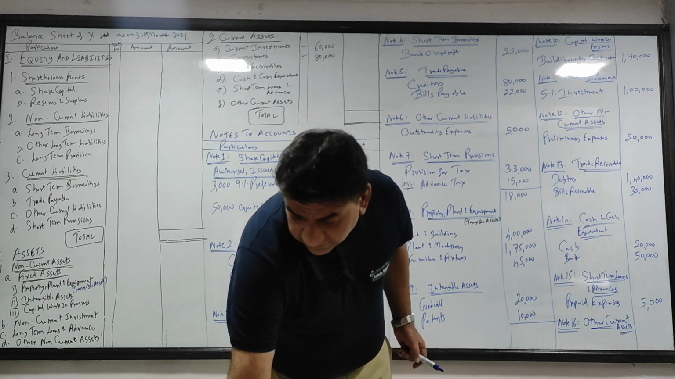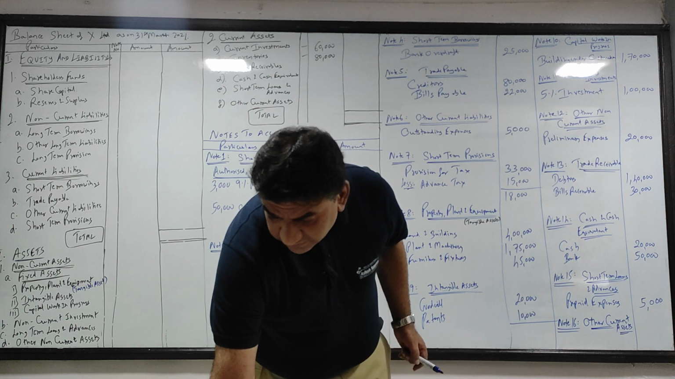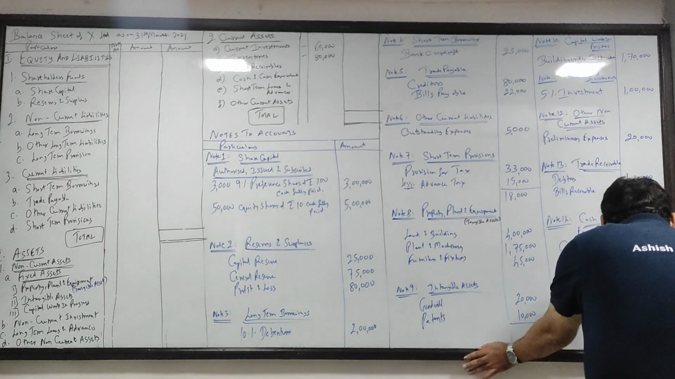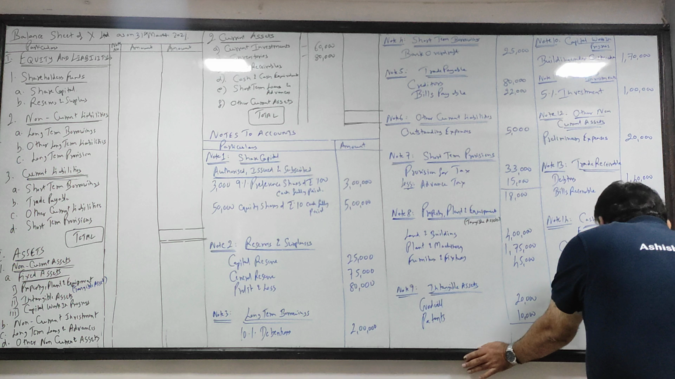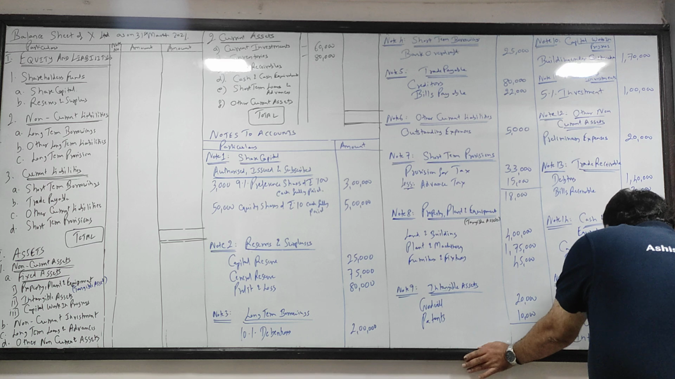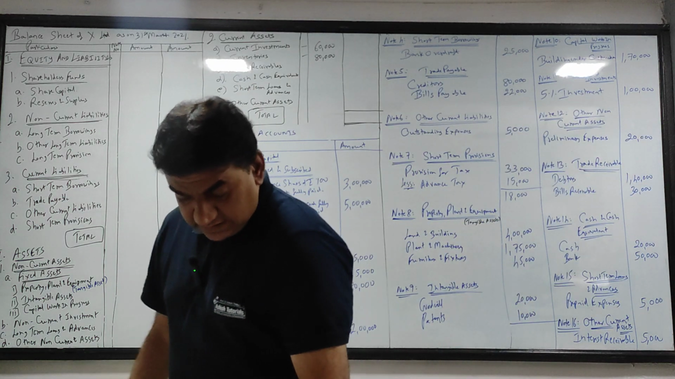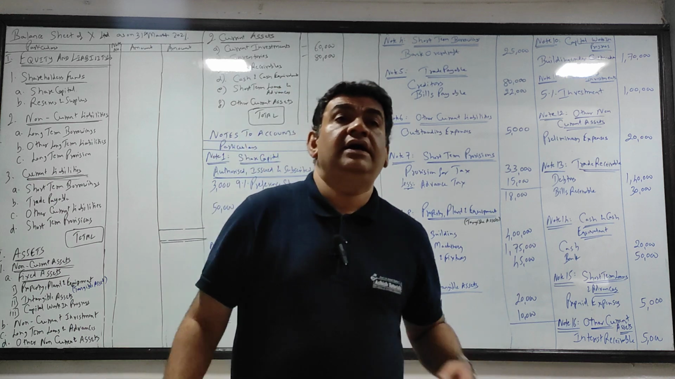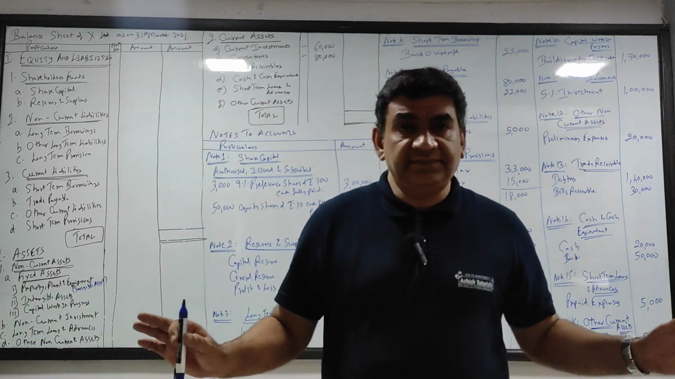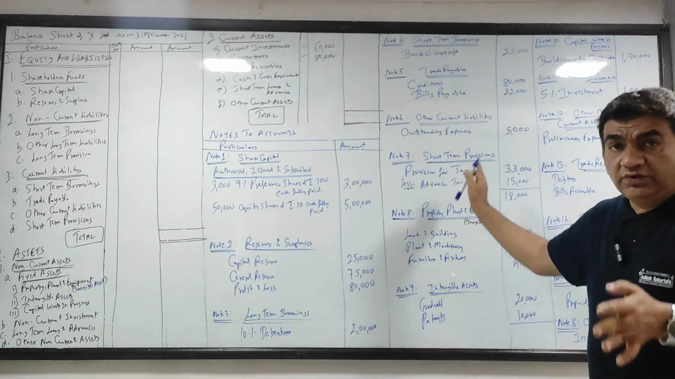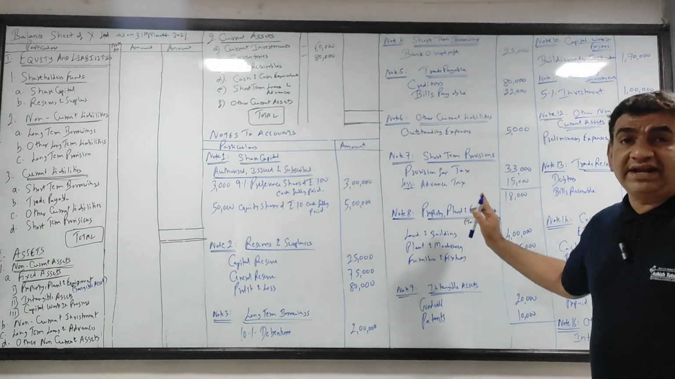And the last item? Interest receivable 5,000. This will be a part of other current assets. Interest receivable will be a part of other current assets. I hope the posting is clear. Got it guys? As I told you, this is as good as a working note or an annexure.